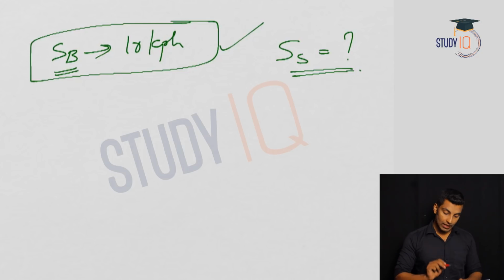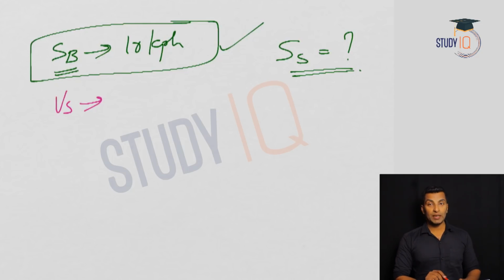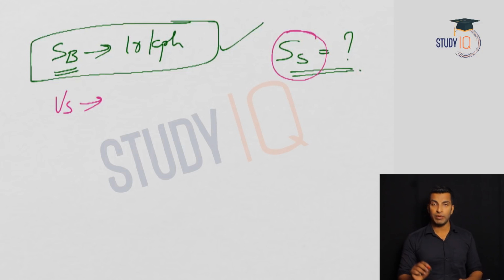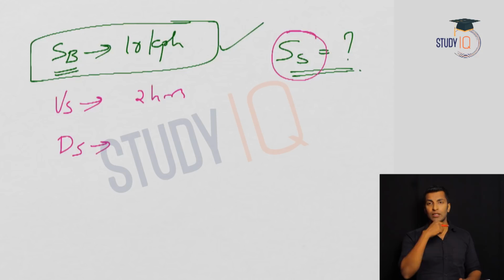Now what else is given: upstream speed is not given. If upstream speed is given, we can find the speed of the stream, because upstream is actually SB minus SS, and downstream speed, if it is given, it is easy. But instead of speed, what they have given is, if you are moving upstream, the time taken to reach a distance is given. That is 2 hours. And downstream, for the same distance, obviously there is an impact of stream, the speed is more, so time taken will be less, so 1.5 hours.